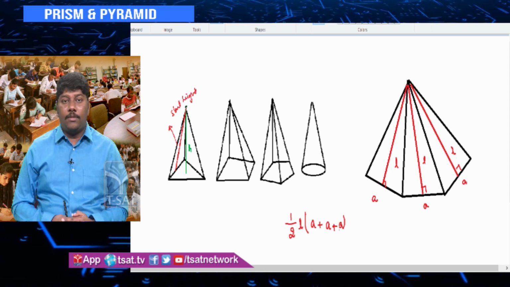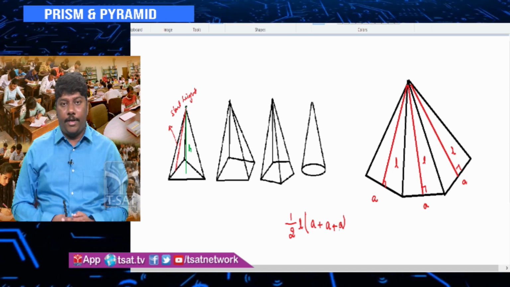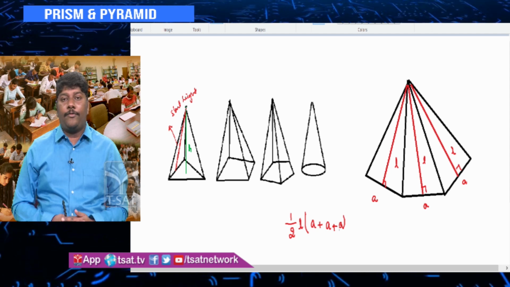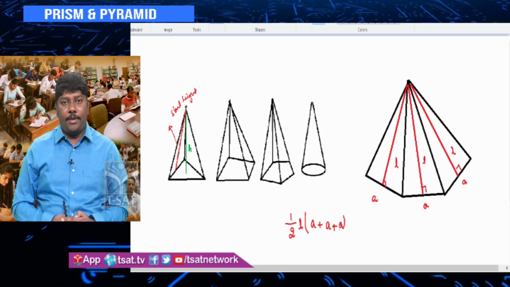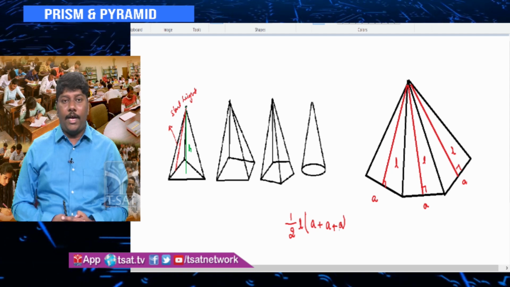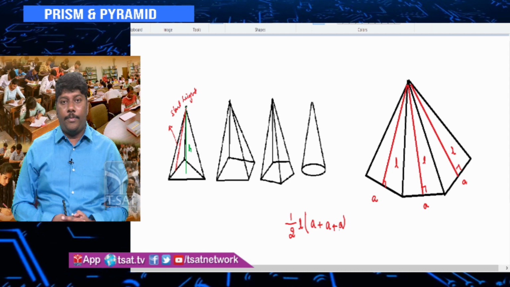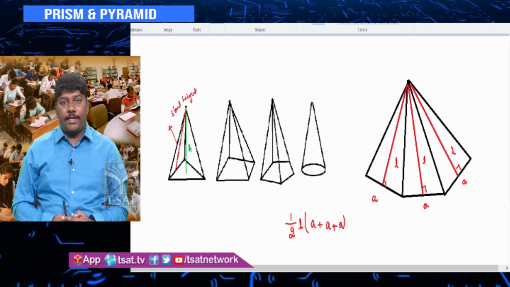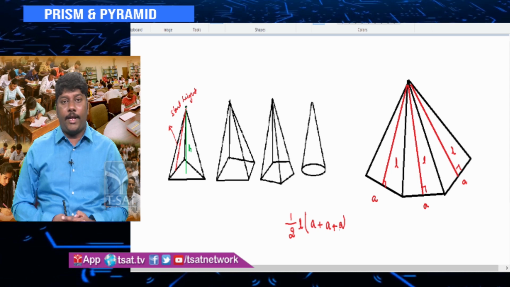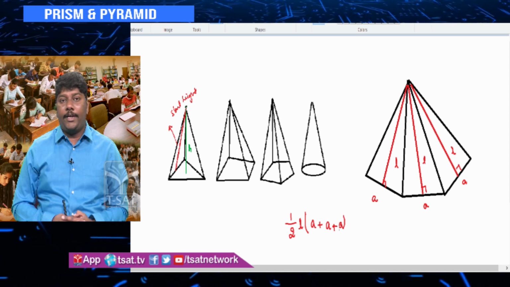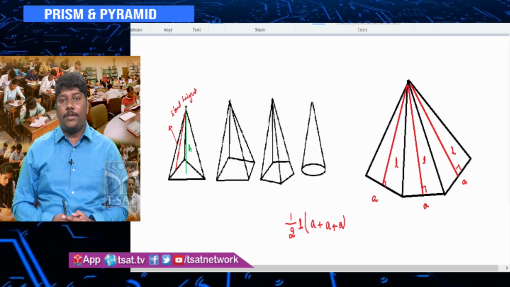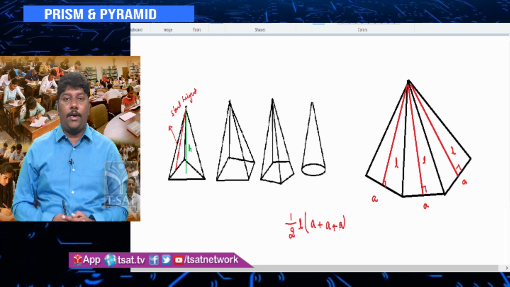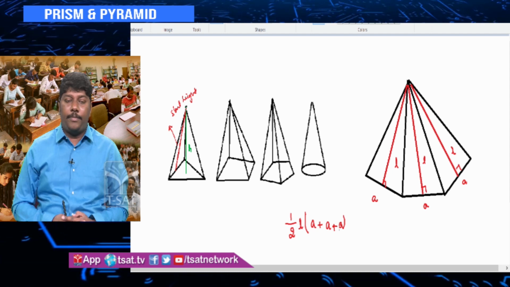And remember, the volume of a pyramid is exactly 1/3 of the volume of the prism with the same dimensions and the same number of sides. Suppose I ask you the volume of a triangular pyramid, it is exactly 1/3 of the volume of the triangular prism. If I ask you the volume of a pentagonal pyramid, it is 1/3 of the volume of the pentagonal prism.